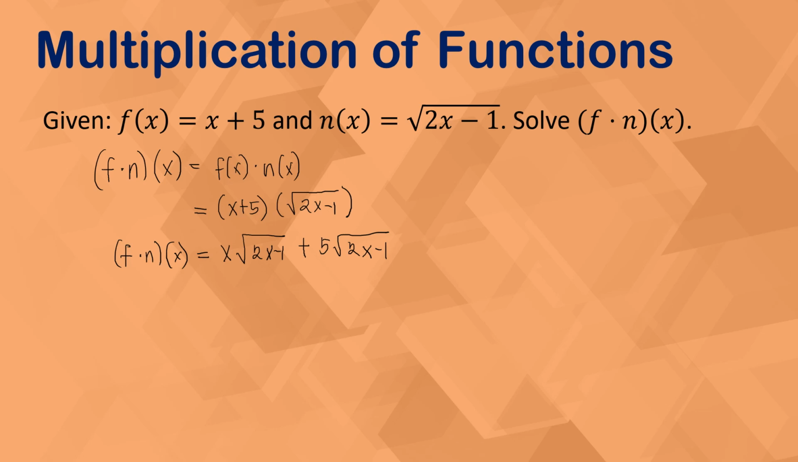For the domain, d sub f is the set of all real numbers, while the domain of d sub n is all real numbers greater than or equal to 1/2, okay, to make the function defined. And so the intersection of the two functions, d sub f times n, is all real numbers greater than or equal to 1/2, to make the new function defined in consideration to n of x.